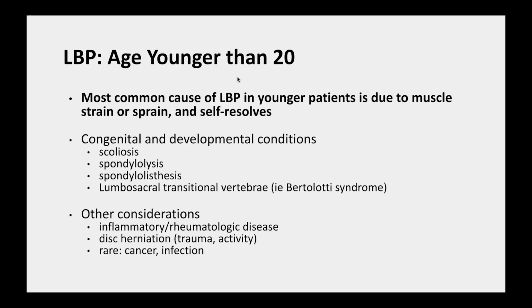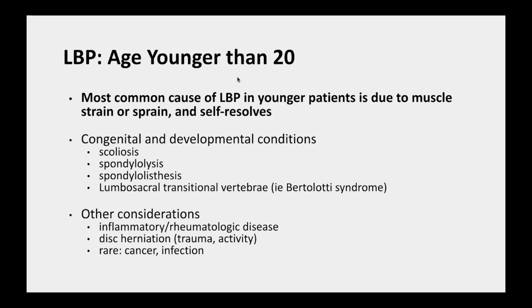So in this patient demographic, it's pretty uncommon to have low back pain. However, patients who are younger than 20 do have that occasionally. Most common cause of low back pain in younger patients is due to muscle strain or sprain, and typically self-resolved. So typically it gets better on its own. However, if a young adult has persistent low back pain and perhaps has neurologic symptoms such as weakness, numbness, or shooting type sciatica pain in their legs, one should consider other causes of low back pain.